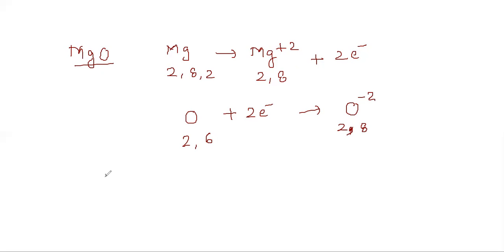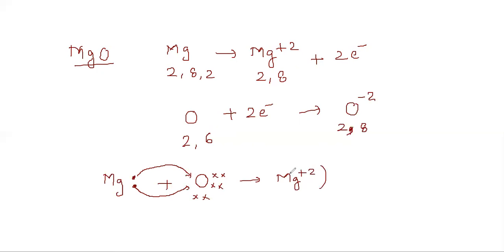Now let's see the formation. Mg, it is transferring 2 electrons, and oxygen, it is taking these 2 electrons. So transfer will be like this, and then final situation will be Mg2+, and oxygen, it has acquired 2 electrons. Here 2-. So this is how we have got MgO. Thank you.